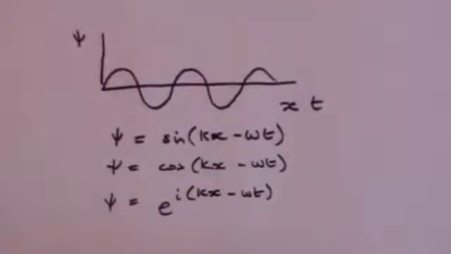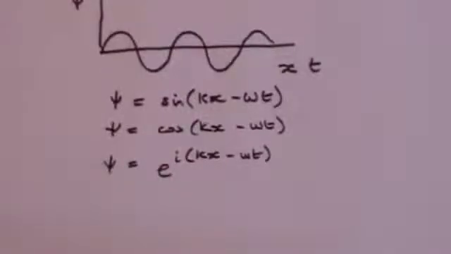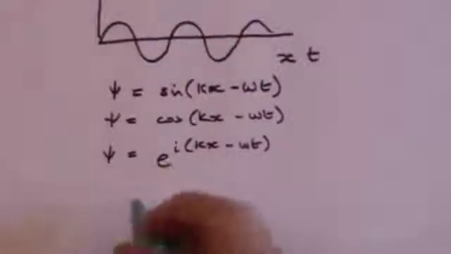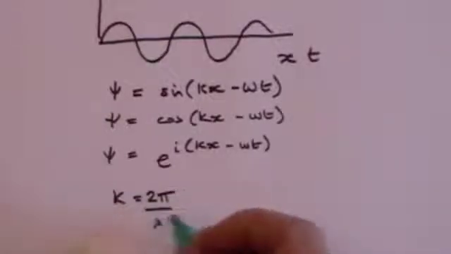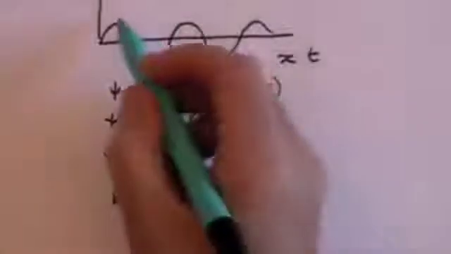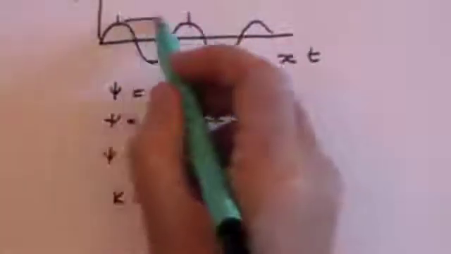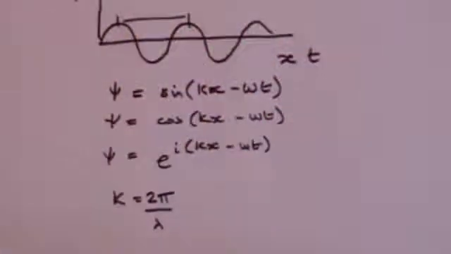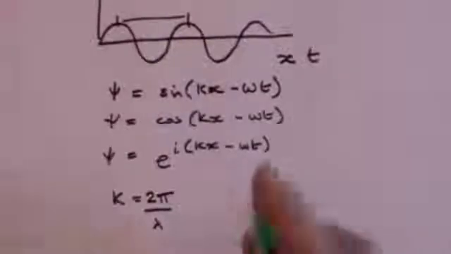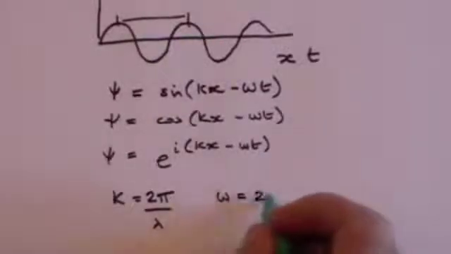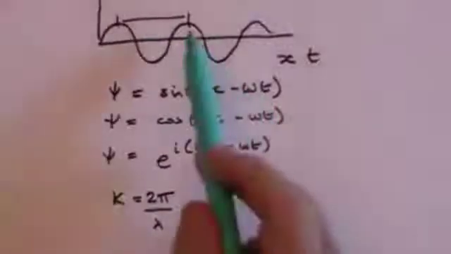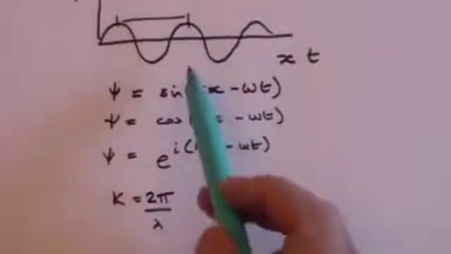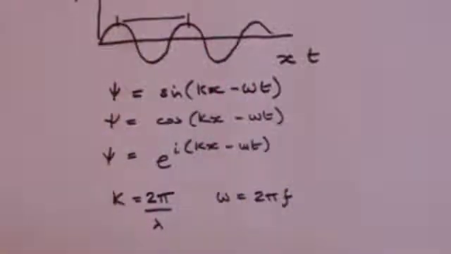You can find what all these terms mean in my separate video on the wave function, but just to remind you, k is 2 pi over lambda, where lambda is the wavelength of the wave, which is the distance between two consecutive crests, and omega is equal to 2 pi times the frequency, where the frequency is the number of crests which pass a particular point in 1 second.